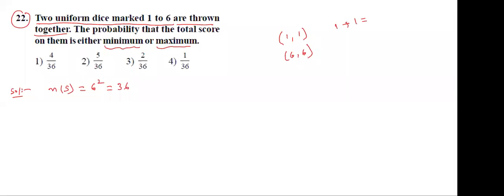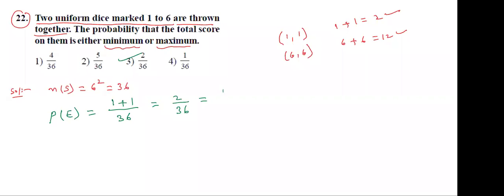1 plus 1, the sum is 2. 6 plus 6, the sum is 12. Minimum sum is 2, maximum sum is 12. Okay, now I'm writing the answer directly because this is a very easy question. Required probability: minimum sum 1 comma 1, only one sample point, maximum sum 6 comma 6, by total 36. What is the answer? 2 by 36. Which option correct, students? Third option. 2 by 36 means we can write 1 by 18 also.